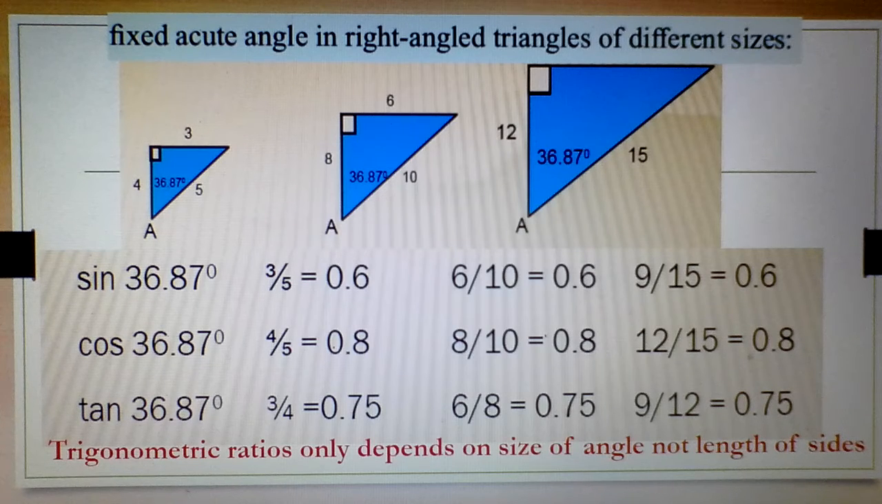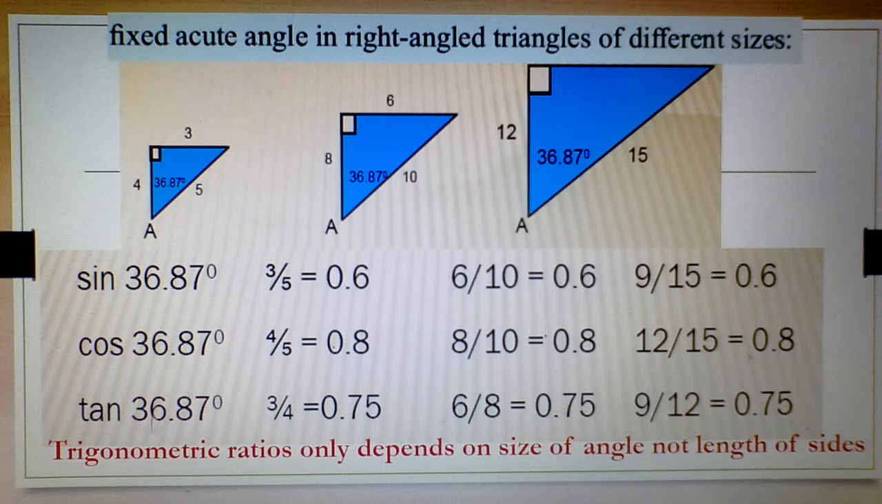Okay, so cos 36.87, we also can try cos 36.87. For the first triangle, we get 4 divided by 5, 0.8. The second one, adjacent divided by hypotenuse, 8 divided by 10 is also 0.8. For the third triangle, adjacent 12 divided by hypotenuse 15, we also get 0.8.